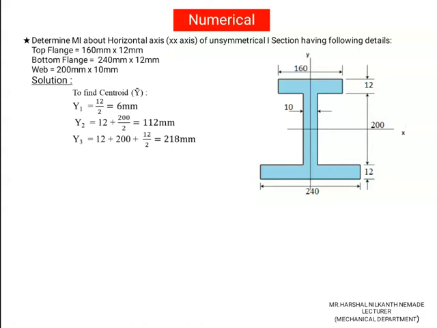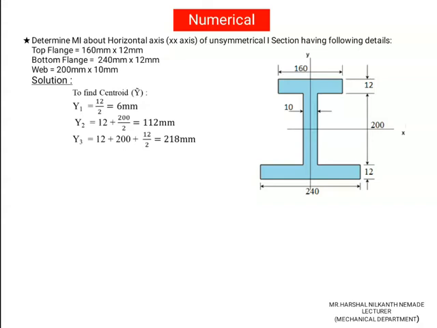To find centroid y bar, y1 is equal to 12 divided by 2 for rectangular section 1, which is equal to 6 mm. y2 is equal to, from bottom side we will calculate now, 12 plus 200 divided by 2 is equal to 112 mm. y3, 12 plus 200 plus 12 divided by 2, answer will be 218 mm.